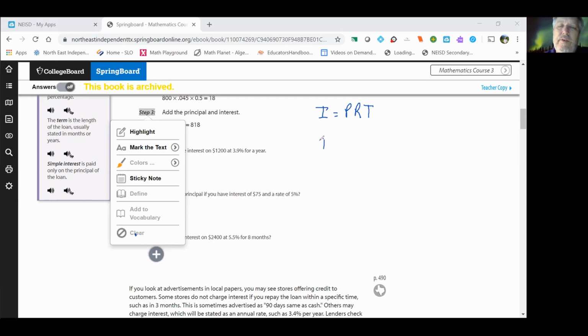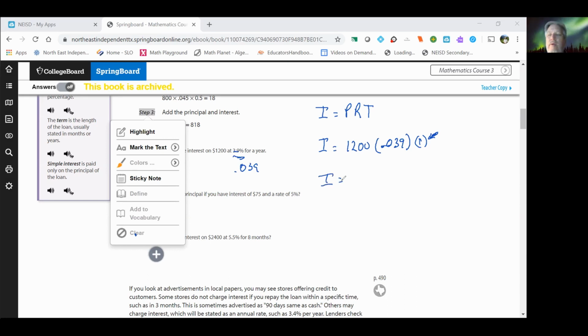So the interest is going to be the principal, which is $1,200, times the 3.9% written as a decimal, 0.039. And then, of course, the term is 1 year. The neat thing about that is it really doesn't do anything to the problem. So we can go ahead and figure this out. You can use your calculator on here.